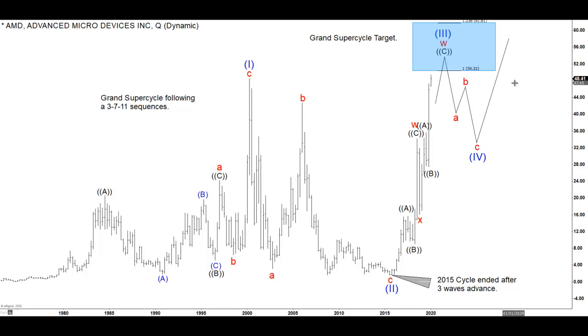Now, what is the deal here? How do we put together a correct structure by nature in AMD and an impulse structure by nature in the S&P to oscillate in the same numbers of swings? Very simple, guys.